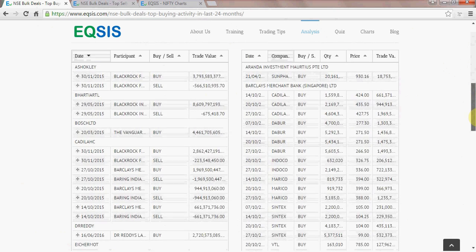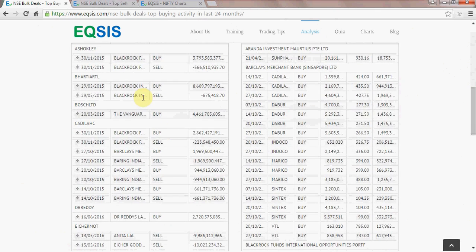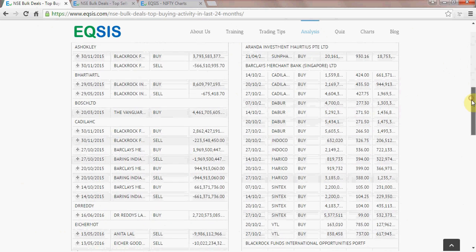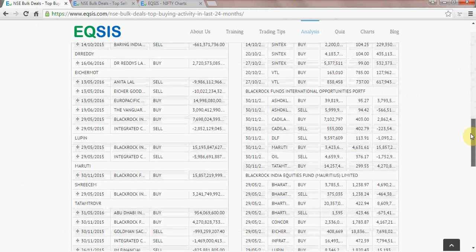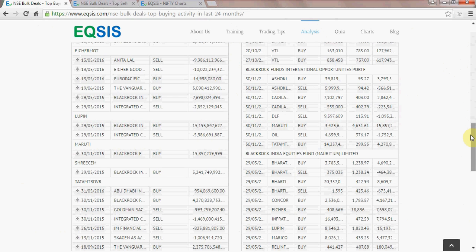Look at this. This is interesting information. On 30th November 2015, BlackRock bought this much worth of shares when it comes to Cadillac, and BlackRock also sold something. Likewise, a lot of people purchase and sell, but they were net buyers. Dr. Reddy's Laboratories, Eicher Motors, Lupin, Shree Cement are stocks BlackRock was aggressively buying at various times.